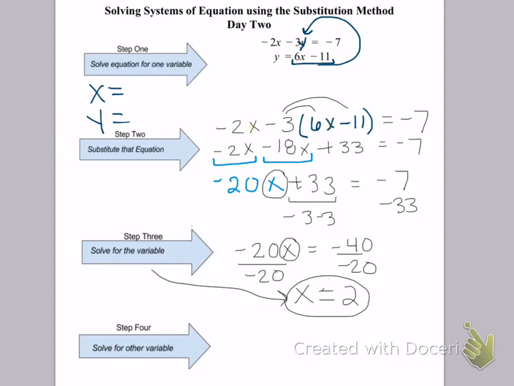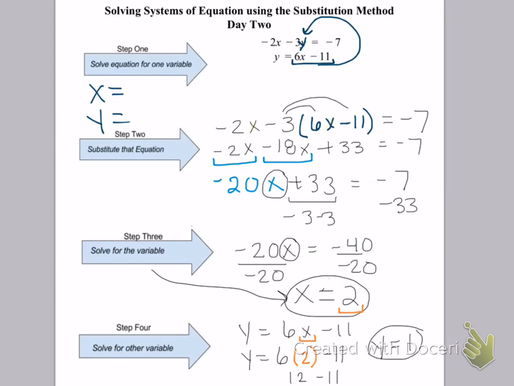Well, now our goal is to solve for the other variable. Well, we know that our second equation was y equals 6x minus 11. Well, let's go ahead and plug in this 2 into this x. So we'll have y equals 6 in parentheses 2 minus 11. Well, 6 times 2 gives you 12. 12 minus 11 gets you 1, so y equals 1.